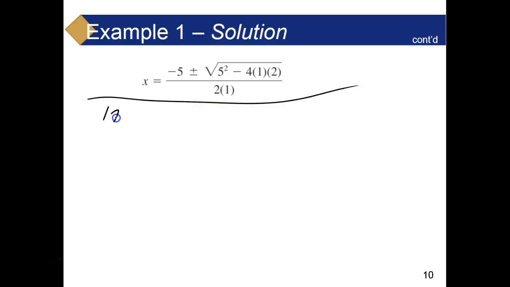17. Same page, same section. 25x squared minus 30x. Goodness, that's ugly. Okay. Plus 9 is equal to 0. All right. How would you proceed on this one?